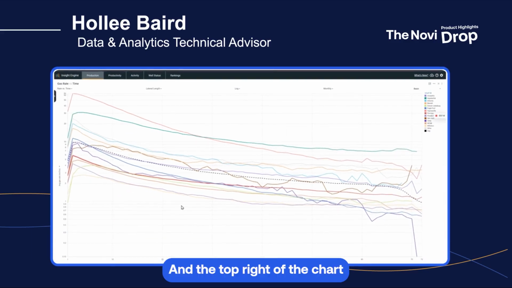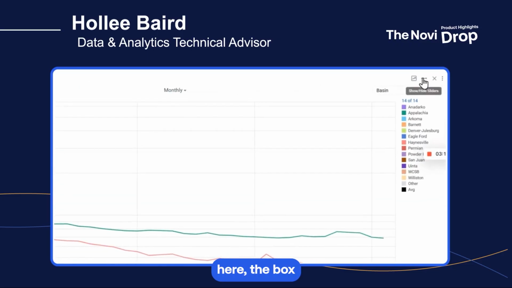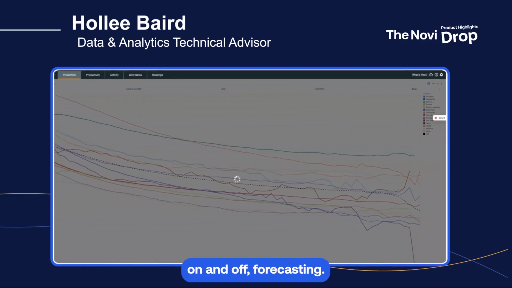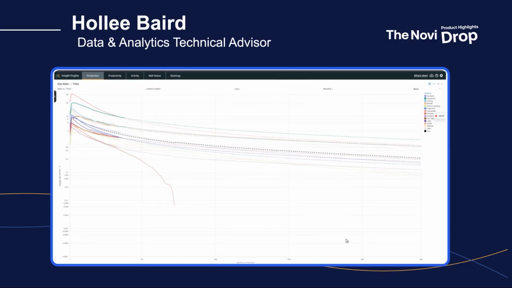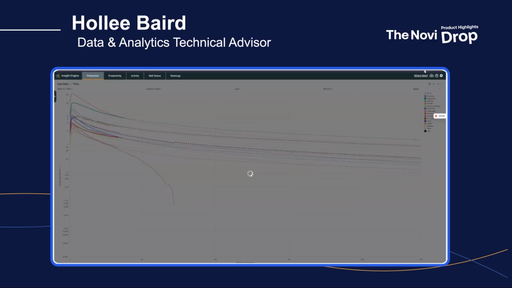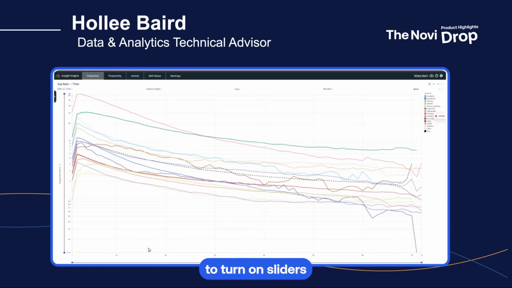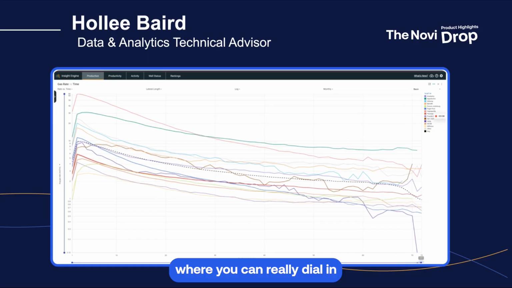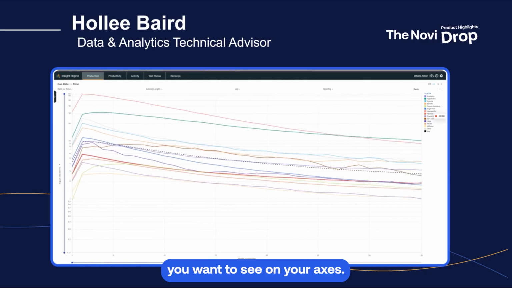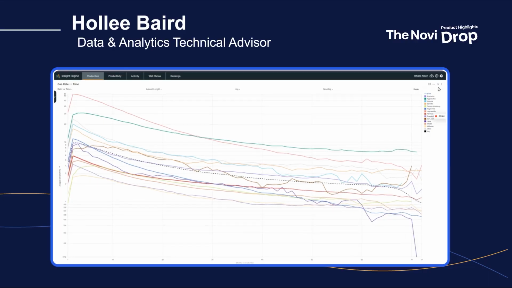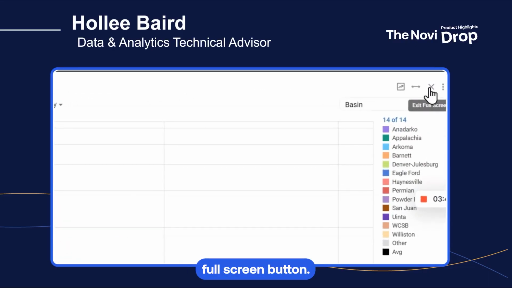In the top right of the chart, you'll find several tools to customize your view. So this button right here, the box with the squiggly arrow, that's turning on and off forecasting. Next to it is a button that allows you to turn on sliders where you can really dial in the ranges you want to see on your axes. You guys already saw that full screen button. You can click on this again to exit full screen.